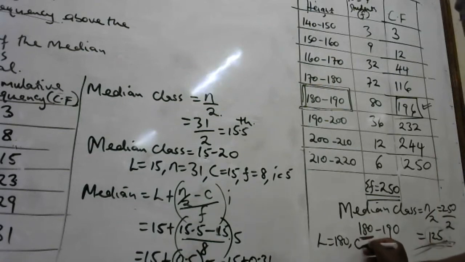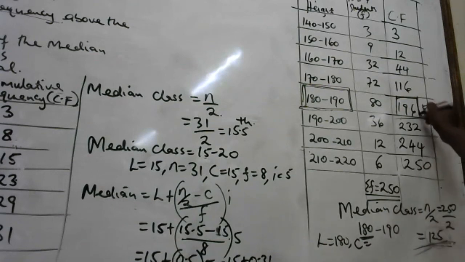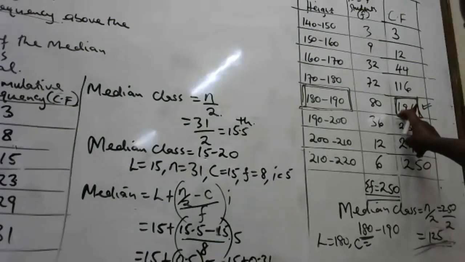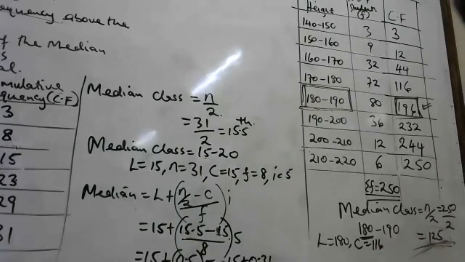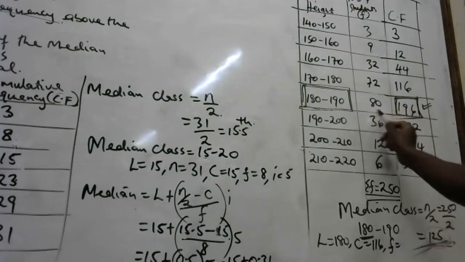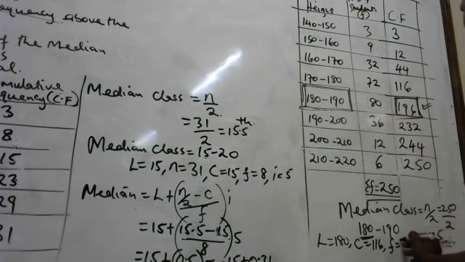Your C is the cumulative frequency. Remember, we located that the middle student or the 125th student is going to be in 196. The cumulative frequency above that is your C. 116 is your C, the cumulative frequency above the one where the median is going to fall. And then our F is the individual frequency of this class, which is 80.